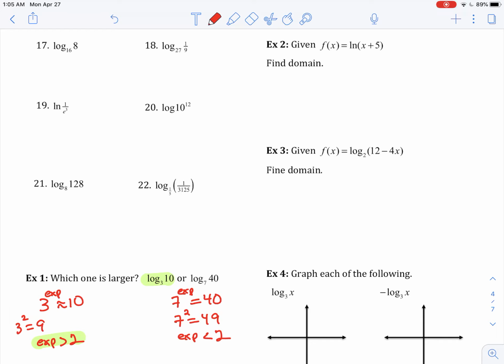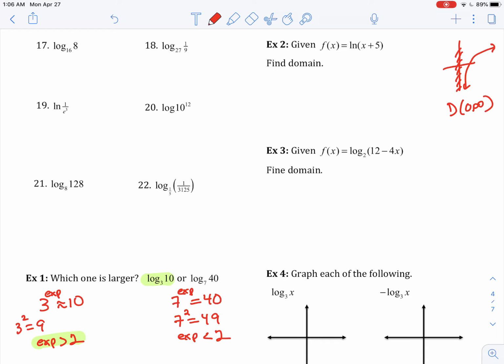Okay. On example 2 and example 3, we are given logarithmic functions and we want to find the domain. Well, recall with your log graphs, our domain always had to be something that was greater than 0 because we had the vertical asymptote at x equal to 0 with our basic log graphs. So anytime you are looking at log functions, you are going to have restrictions on your domain.